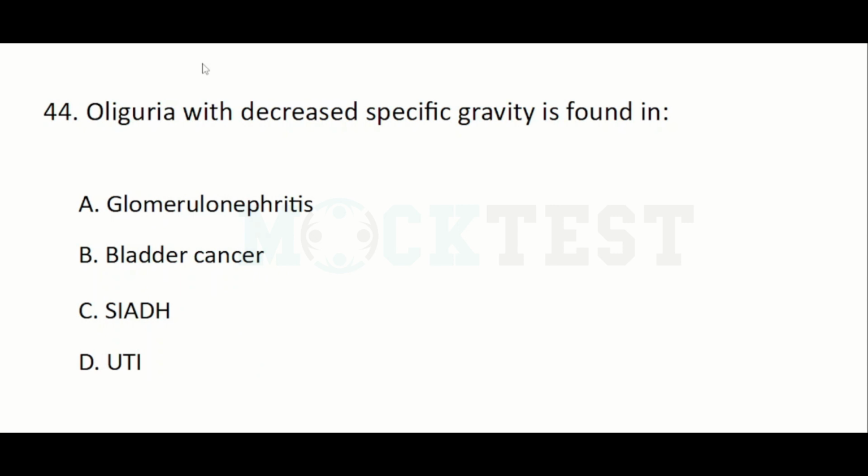Oliguria with a decreased specific gravity is found in option A, glomerulonephritis. Option B, bladder cancer. Option C, SIADH. Option D, UTI. The answer is option A, glomerulonephritis. Oliguria with decreased specific gravity is found in glomerulonephritis.